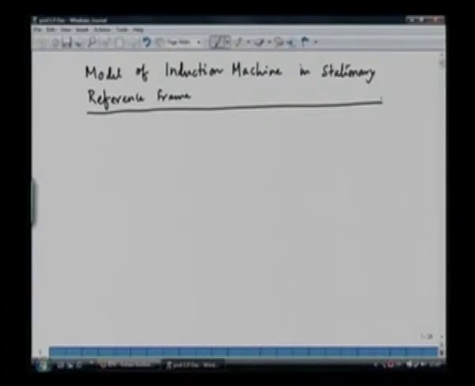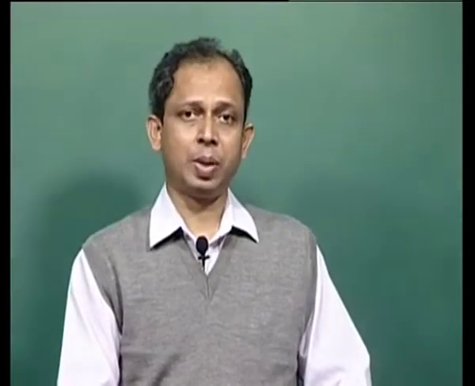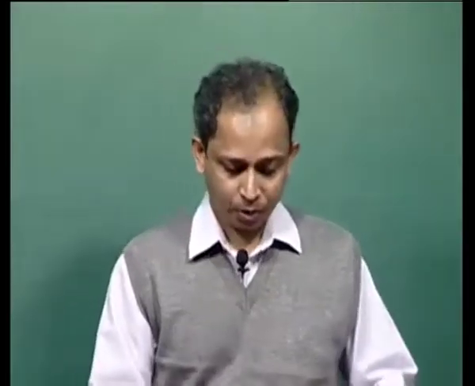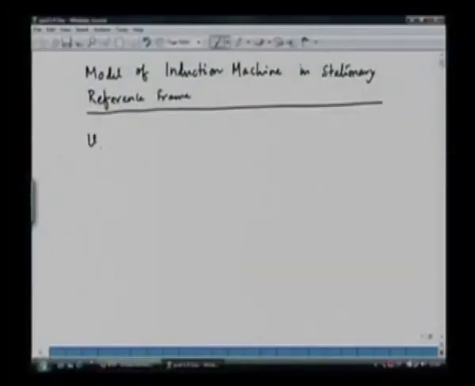Now, we can write down the equation for the stator and the equation for the rotor, and then we can develop the torque equation, and from the torque equation we can find out the speed. So, this goes in an iterative process. So, let us write down the equation for the stator. So, this is VDS is equal to RS IDS plus P psi ds.